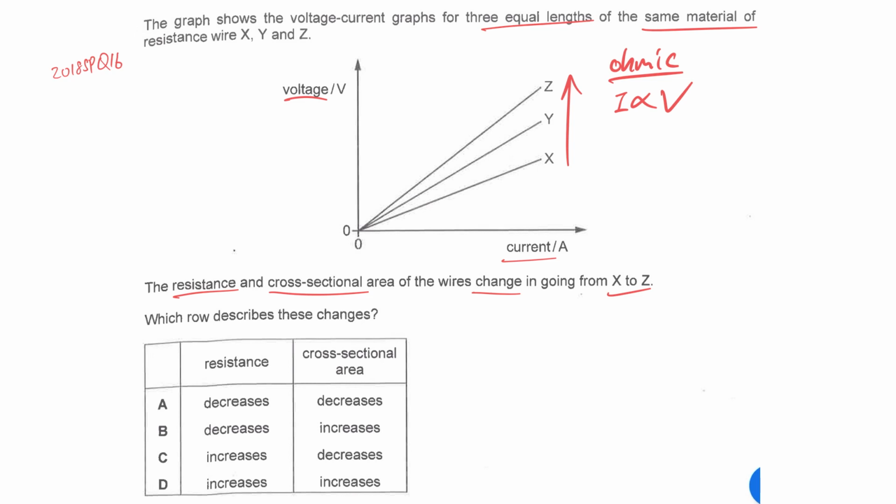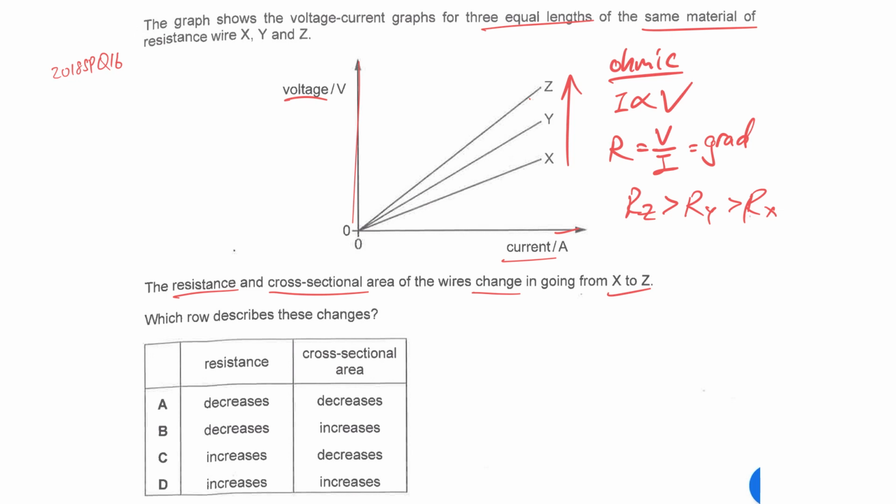And another thing that you know, because the y-axis is V and here's the current I, therefore you can find the resistance of the respective wire X, Y, Z by just looking for the gradient, which is V over I, rise over run, which is basically the gradient. So if you understand that, because Z is the steepest, therefore the resistance of Z is the greatest, followed by your Y, and then followed by the resistance of your X.